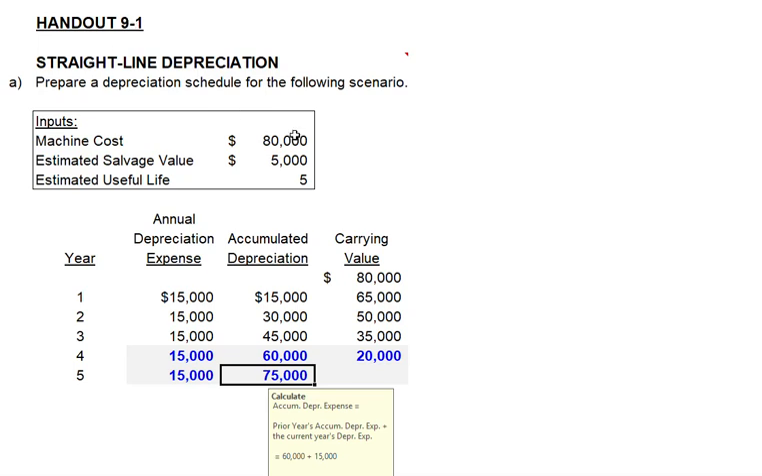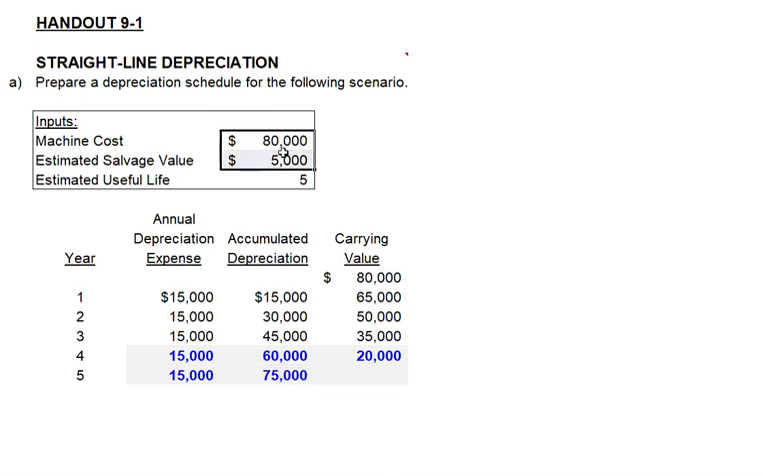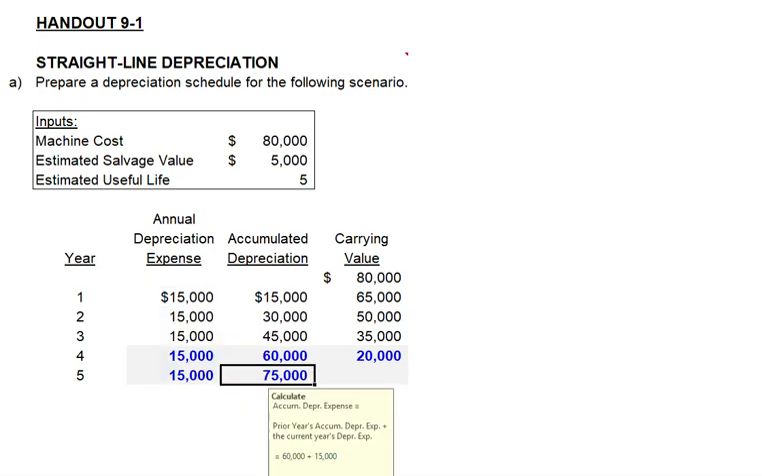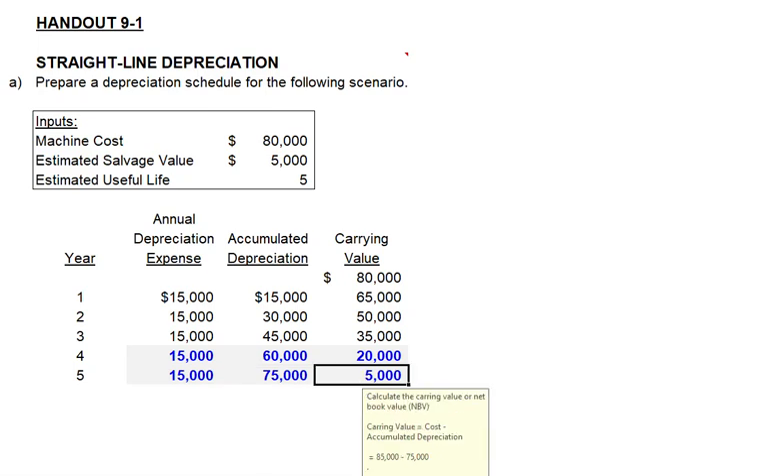And again, that's the difference between our initial cost and our estimated salvage value. We've taken that $15,000 a year for 5 years, and we've taken $75,000 in accumulated depreciation, and of course, our net book value, or carrying value, equals our estimated salvage value. We want to be sure never to depreciate below our estimated salvage value. If we follow the proper steps in our straight line method, that won't be a problem.